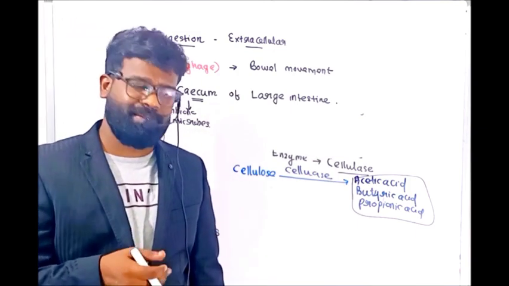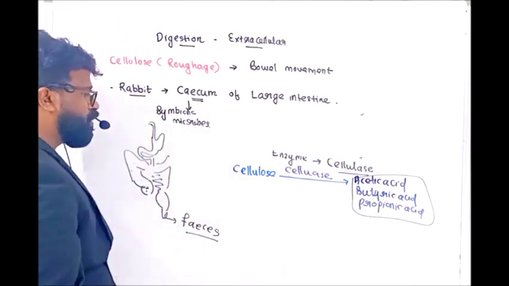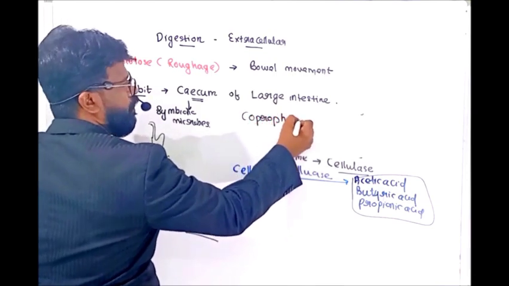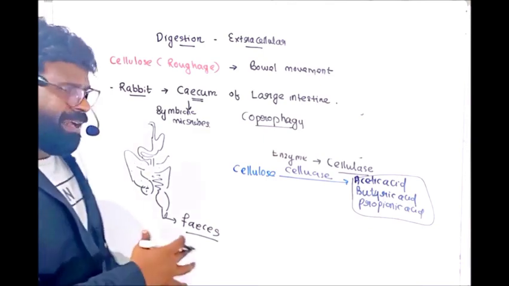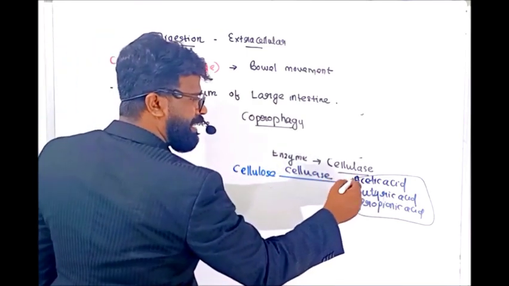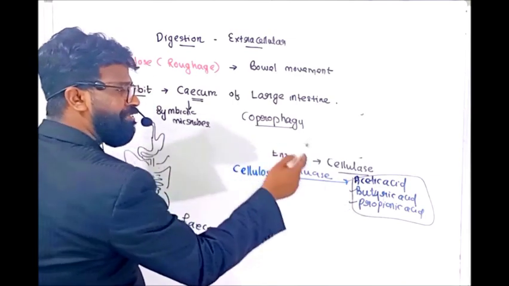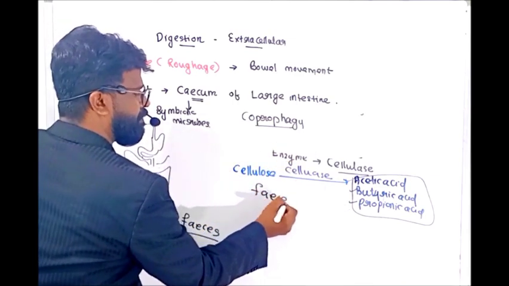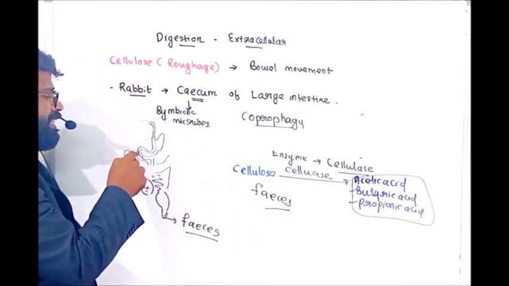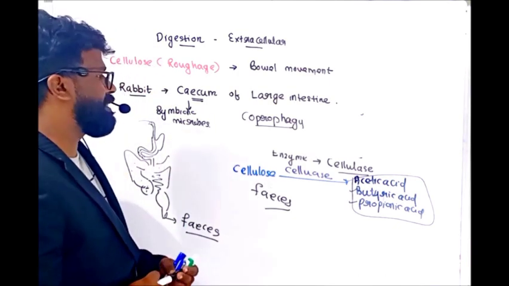And these feces are engulfed by the rabbit after defecation. So this is where we know rabbits are coprophagous. They show coprophagy or autocoprophagy. After defecation, they feed on these feces which contain acetic acid, butyric acid and propionic acid. And after feeding, they get absorbed in the small intestine. So this is the cellulose digestion in the rabbit. Okay.